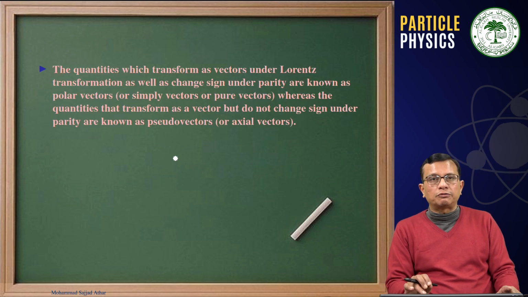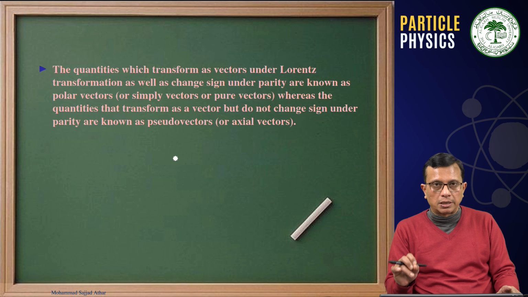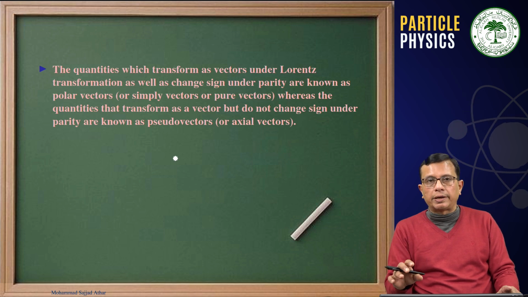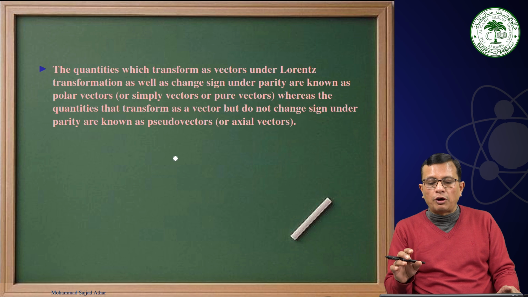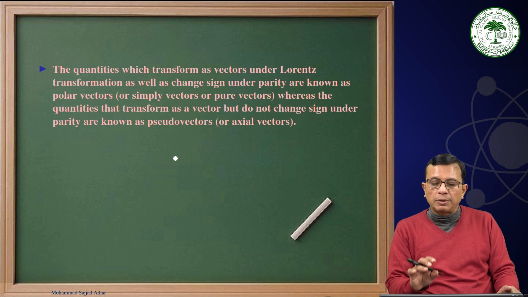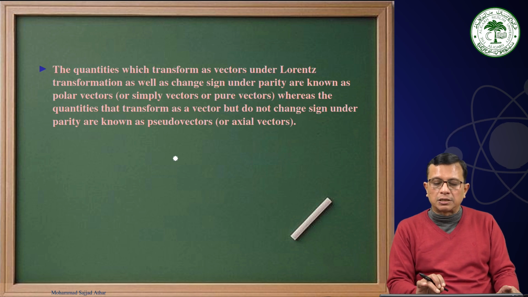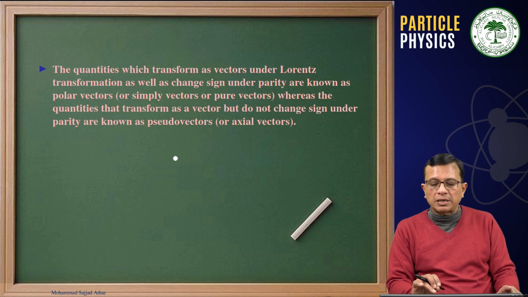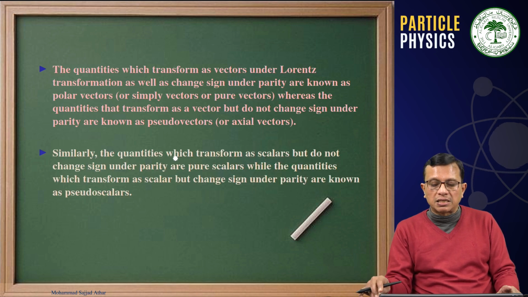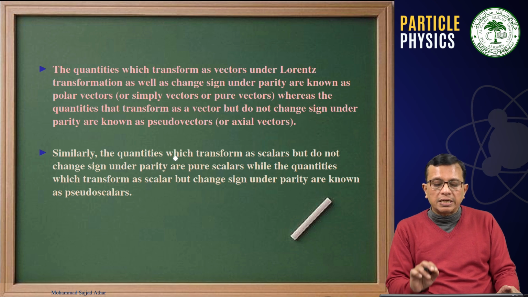The quantities which transform, as we discussed in the beginning, but for completeness, the quantities which transform as vectors under Lorentz transformation, as well as change sign under parity, are known as polar vectors, or simply vectors, or pure vectors, whereas the quantities that transform as a vector but do not change sign under parity operation are known as pseudo vectors, or axial vectors. Similarly, the quantities which transform as scalars but do not change sign under parity are pure scalars.